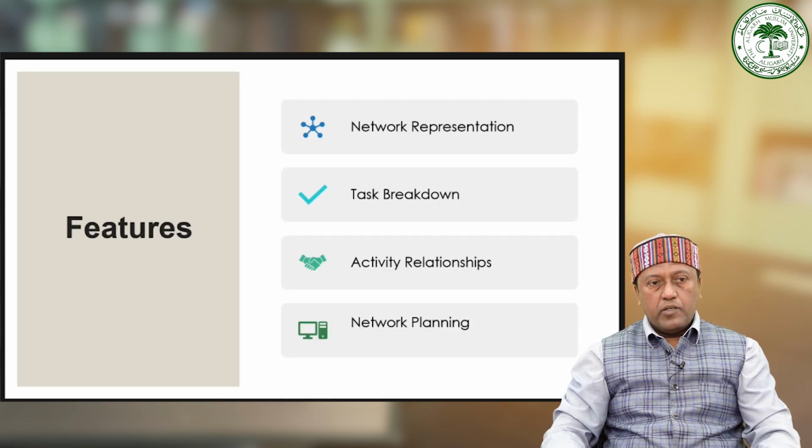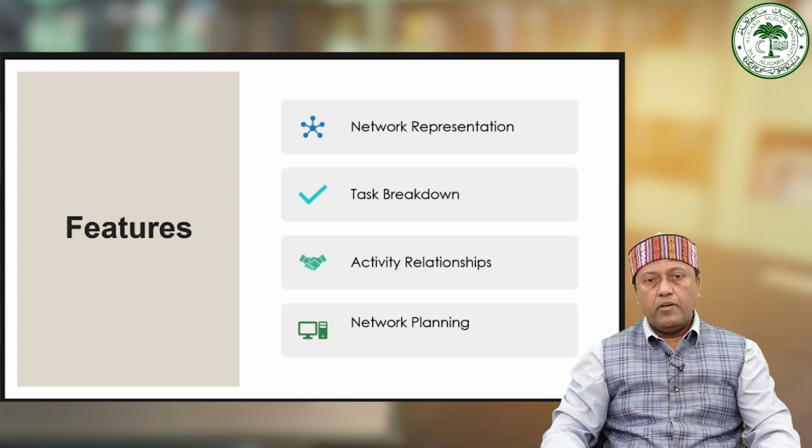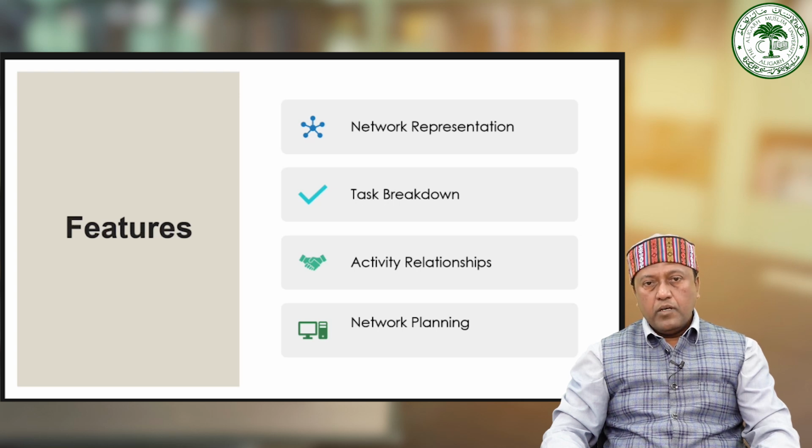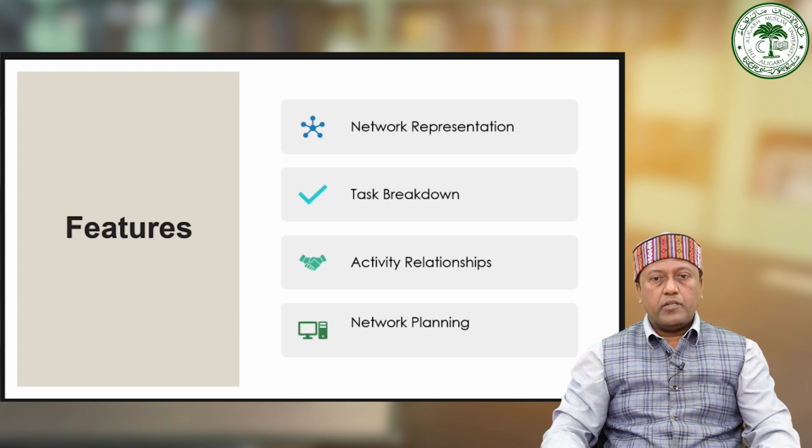Coming to the features, what are the features of CPM? So you can see network representation, task breakdown, activity relationships, network planning. These are some of the important features of CPM. So just like PERT, CPM represents events using circles and activities using arrows in a network diagram. Events signify significant points in the project timeline, while activities denote tasks that need to be performed.